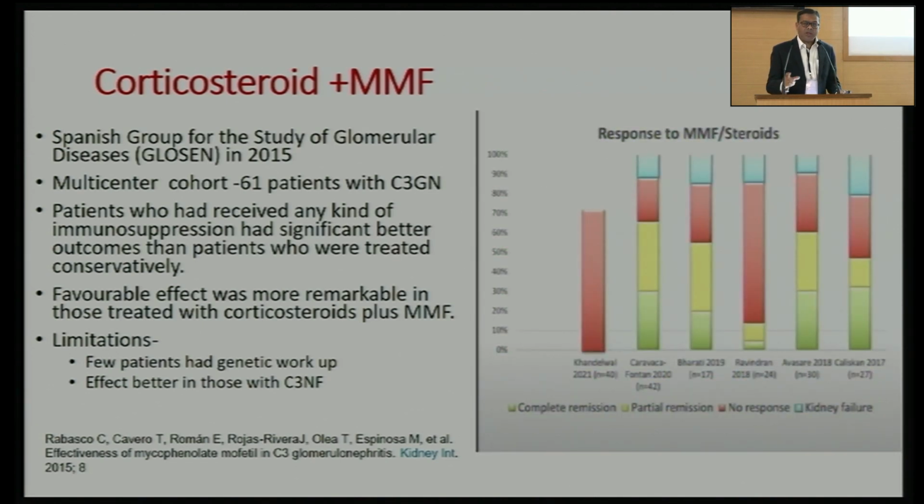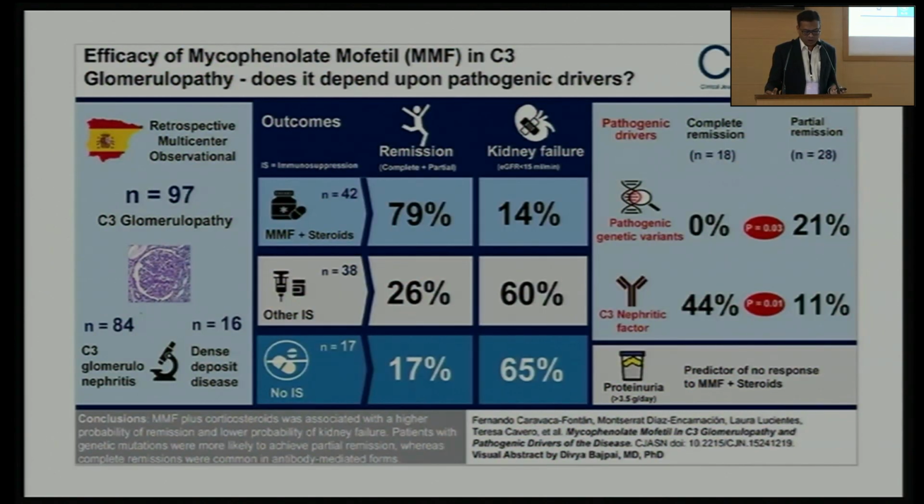If we look at the other studies, many studies have been done with immunosuppression, and we find there is a mixed result. As you see, complete remission is seen in some of the patients, partial remission in some of the patients, but the results are mixed. In some studies there is actually no benefit of giving steroid and MMF, but as I say, 40 to 50% benefit in some of these studies.